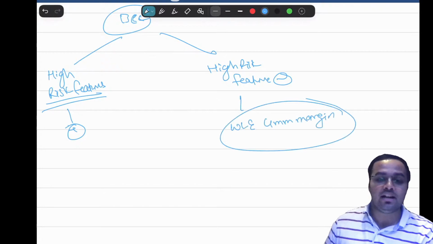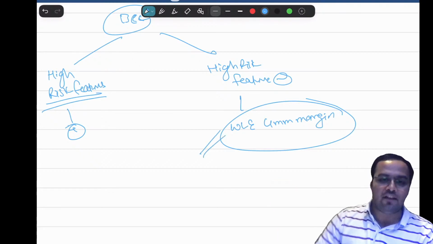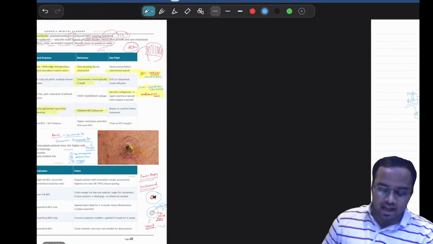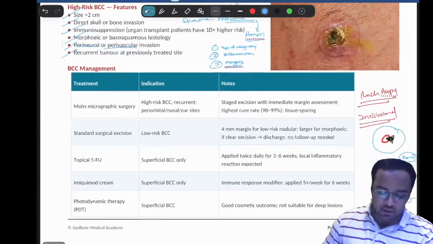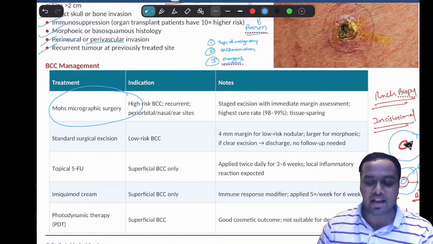And it is sufficient. You don't need to do anything. So this is going to actually suffice the patient for his whole lifetime. But if the patient is having high risk features, then we are going to go for what is called Mohs micrographic surgery. So what is Mohs micrographic surgery?